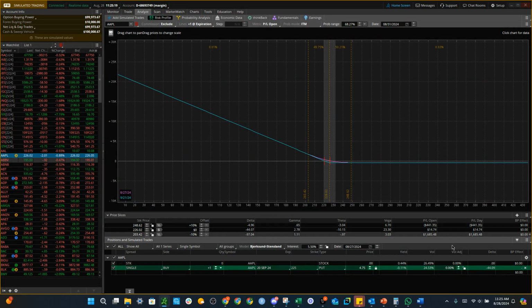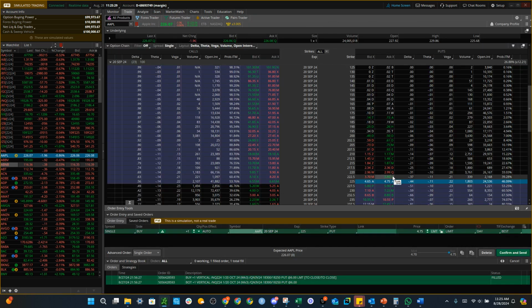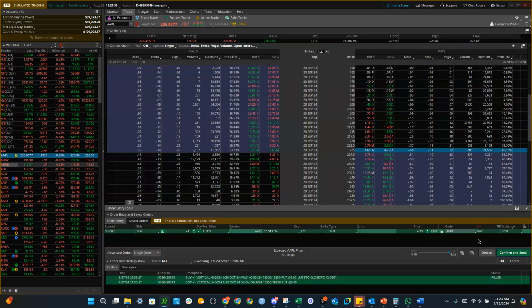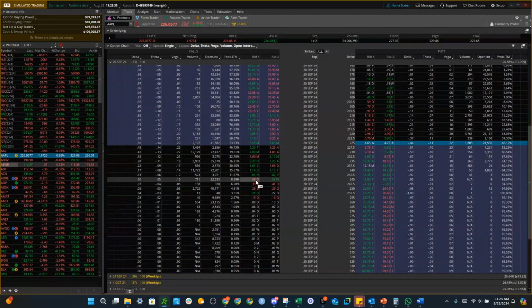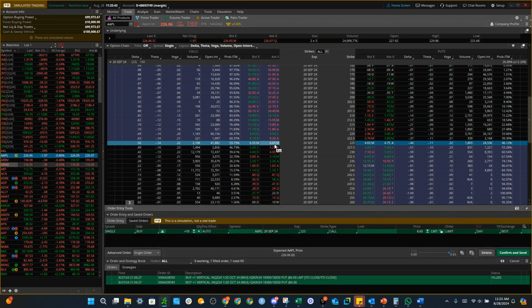Now what's happening here? You are basically paying a debit of $4.75 to buy this option. Now, if you look at the other options that are available, they are cheaper. If you go down the list here and we are buying a put option here. Well, actually, let's go and buy a call option because most people understand the call side better. So I'm going to buy this option, which is $225 strike. Ask $6.65. Now you can clearly see the difference. This is what's called call skew.